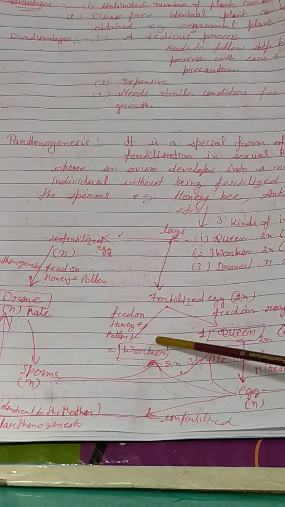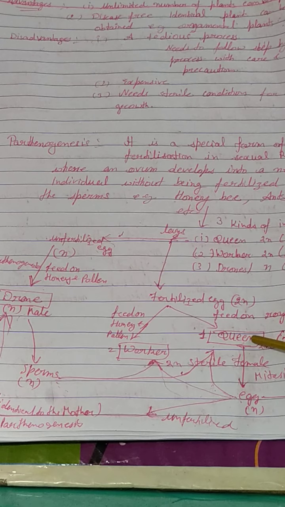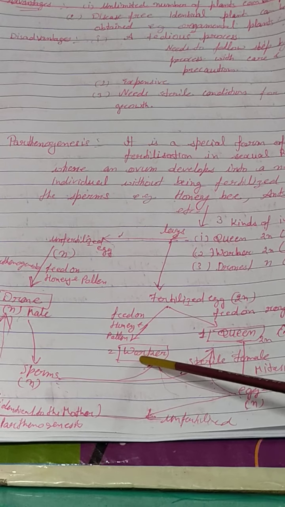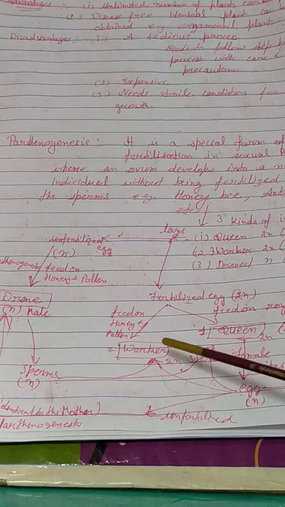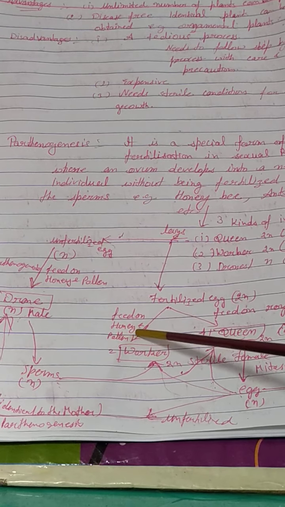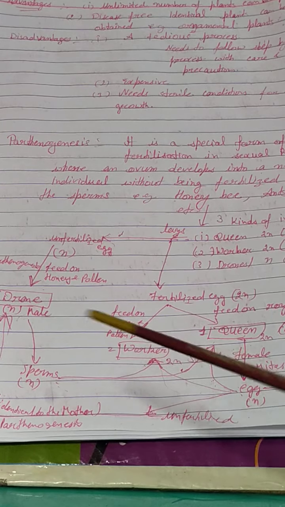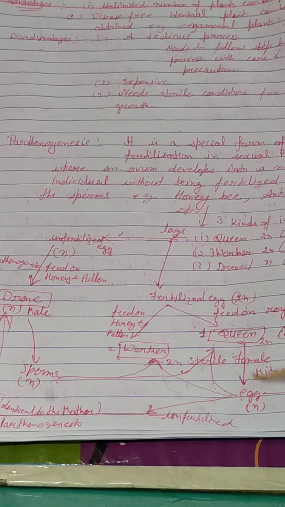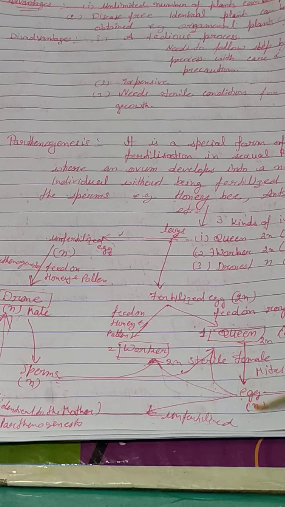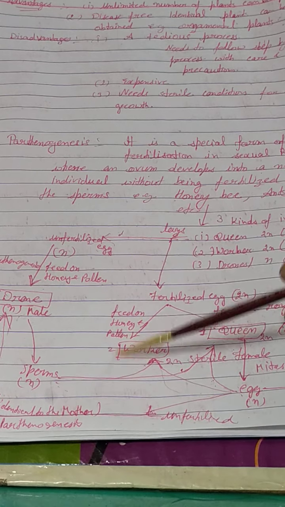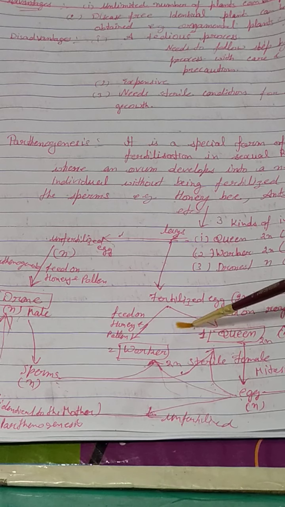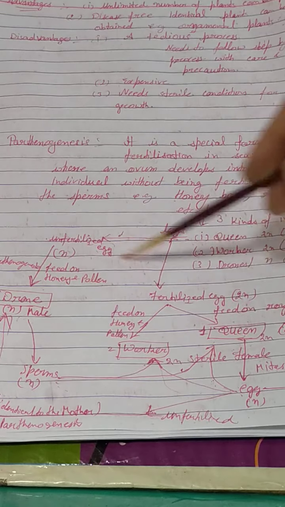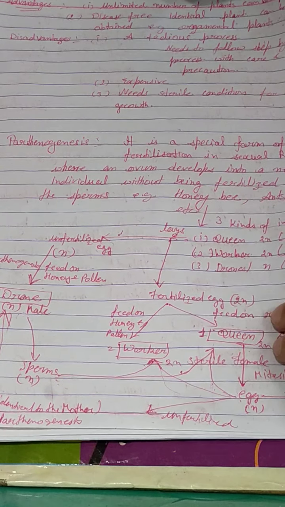So the workers are diploid females and the queen is also diploid, but she is fertile and workers are infertile. Why? Because she is developed on royal jelly and the workers are developed on what? Honey and pollen. Now this queen further lays two types of eggs, fertilized and unfertilized, and these workers do not lay any type of egg, and fertilized eggs, so the same cycle goes on. This happens in the case of honeybees.